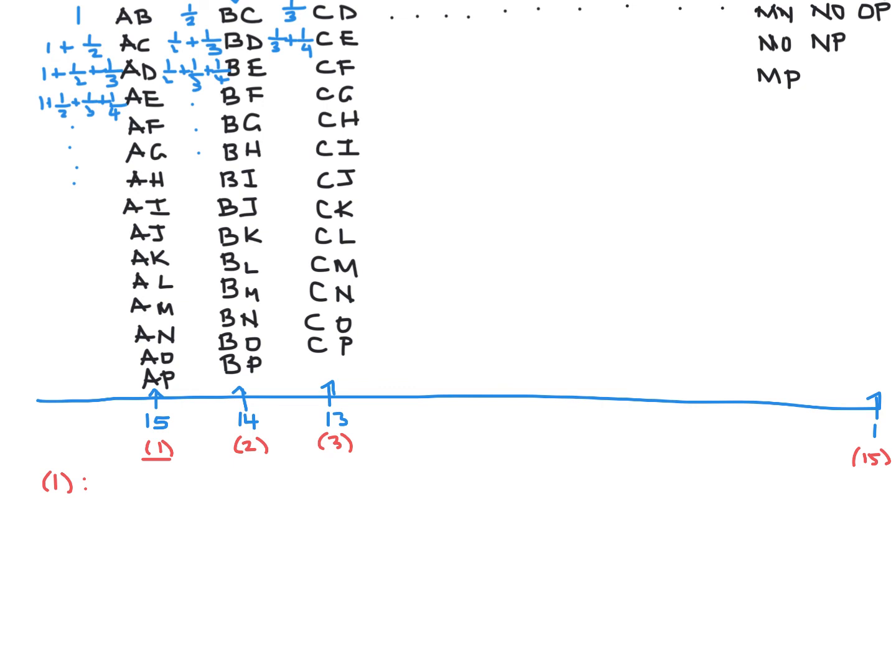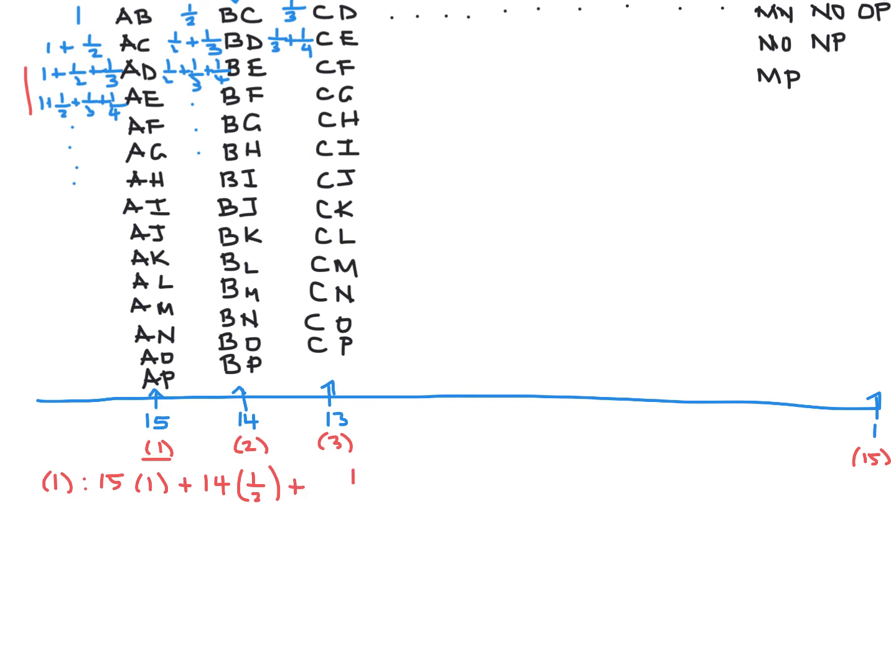Now pay close attention to these sums here. And I want to ask you, the number 1, how many times does it appear? It's going to appear in every single one. AB, AC, AD, AE, AF. So it will appear 15 times. Now, the half. How many times will the half appear? It does not appear in AB, but it does appear in AC, AD, AE, and so on. So it will appear 14 times.